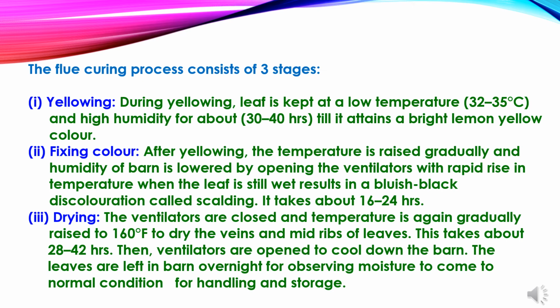Third is drying. The ventilators are closed and temperature is again gradually raised to 160 degrees Fahrenheit to dry the veins and midribs of leaves. This takes about 28 to 42 hours. Then ventilators are opened to cool down the barn. The leaves are left in the barn overnight for absorbing moisture to come to normal condition for handling and storage.